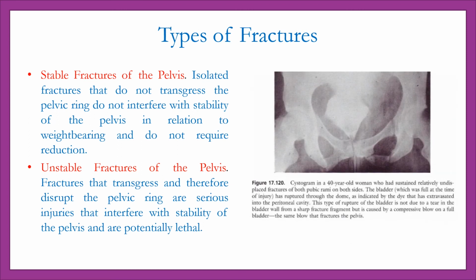Figure 17.120: cystogram of a 40-year-old woman who had sustained relatively undisplaced fractures of both pubic rami on both sides. The bladder, which was full at the time of injury, has ruptured through the dome, as indicated by the dye that has extravasated into the peritoneal cavity. This type of rupture of the bladder is not due to a tear in the bladder wall from a sharp fracture fragment, but is caused by a compressive blow on a full bladder, the same blow that fractured the pelvis.